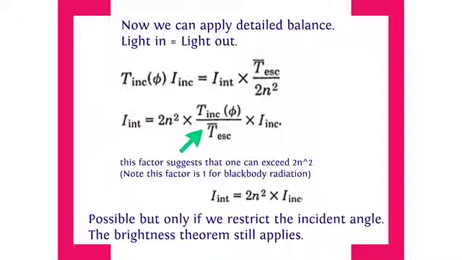So this is one for black body radiation, so we'll ignore it. So the internal intensity is 2n squared times the incident intensity, exactly the same as what we started off with. We just proved it using something fairly simple called detailed balance. Light in equals light out, which we said at the very beginning. Okay, ignore this last point for now.